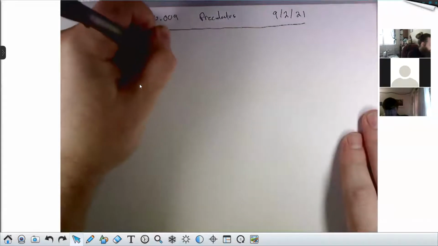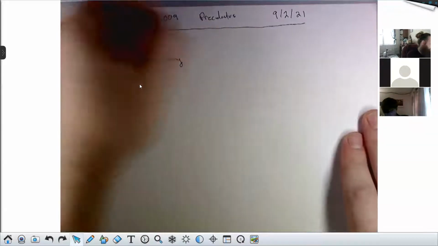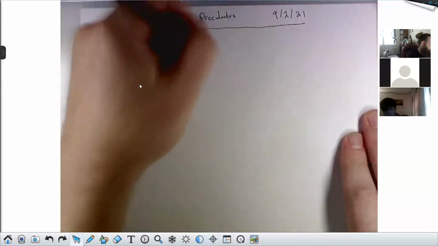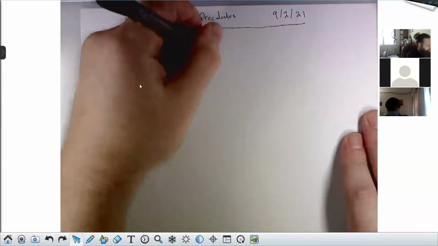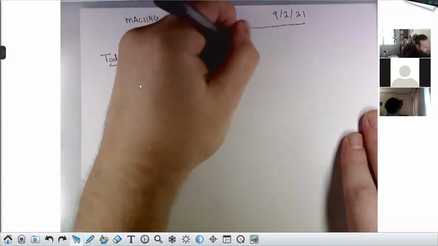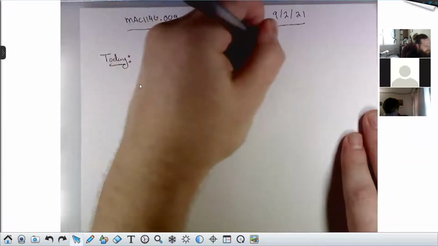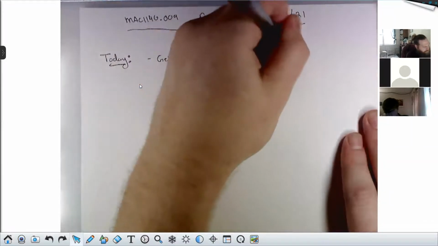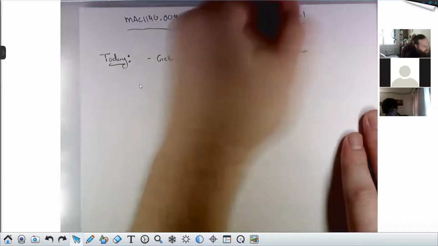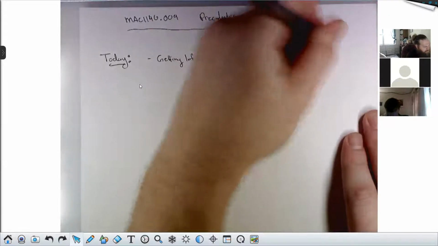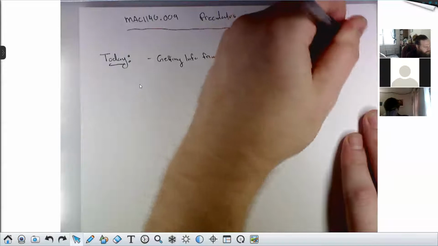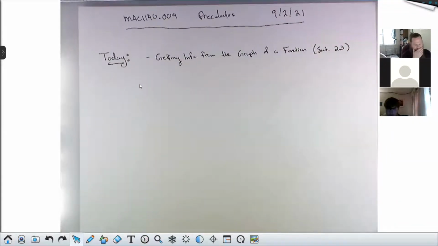So that's getting information from the graph of a function, which is section 2.3. That's what we're going to be doing today.